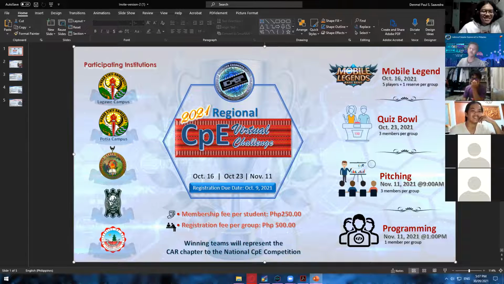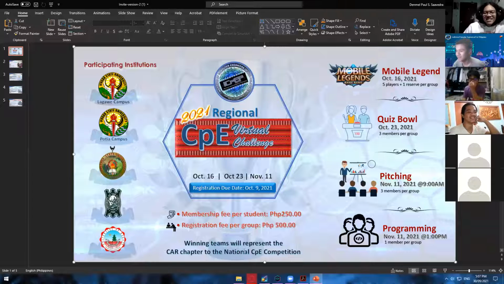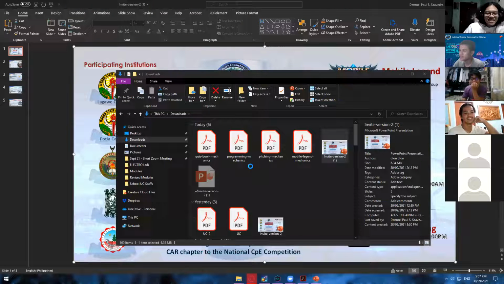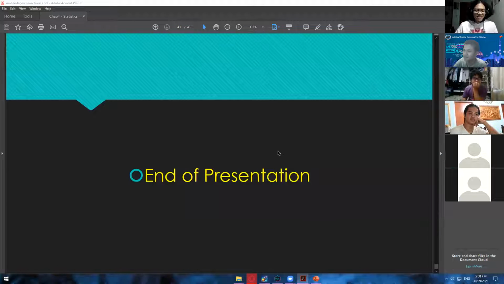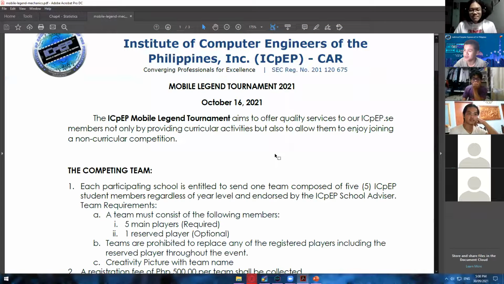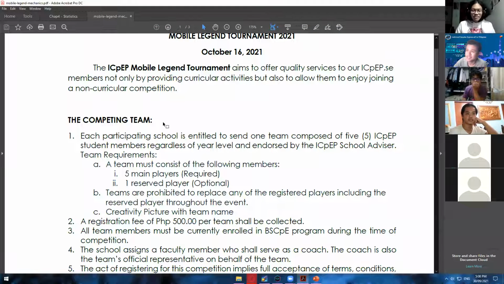No. So, if you are going to read the mechanics, I think it's right here. It should be students only. Okay, well, anyway, I won't be discussing this one today. I will just discuss this once we are done finalizing the team.